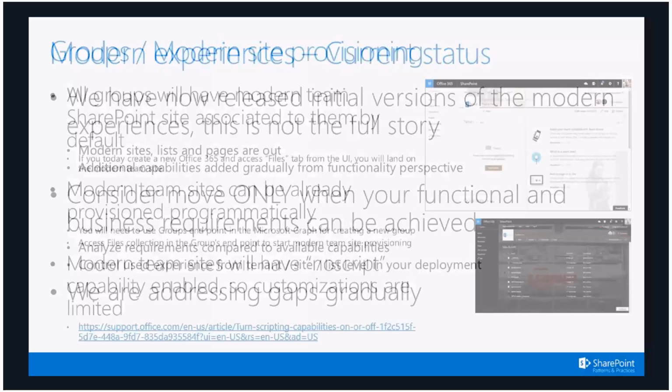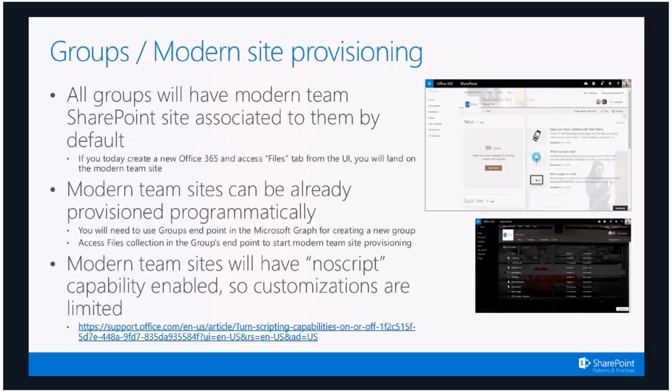So, groups and modern site provisioning. Let's start with this one. This is a classic slide which was shown a few times already in the previous special interest group calls. But how do you actually get the modern team site? By creating an Office 365 group.